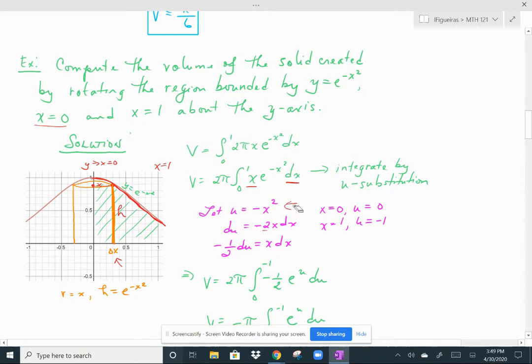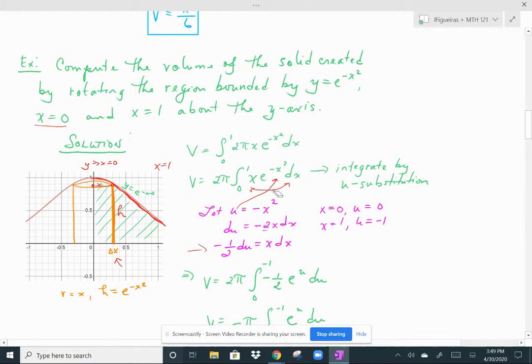Then you take the differential of both sides, so you get du equals negative 2x dx. Remember, you have x dx in your original function, not negative 2x dx. So in order to eliminate the negative 2, you multiply both sides of the differential by negative a half. So I get negative 1/2 du equals x dx. So negative 1/2 du will substitute x dx, and u will substitute the negative x squared that you see here.